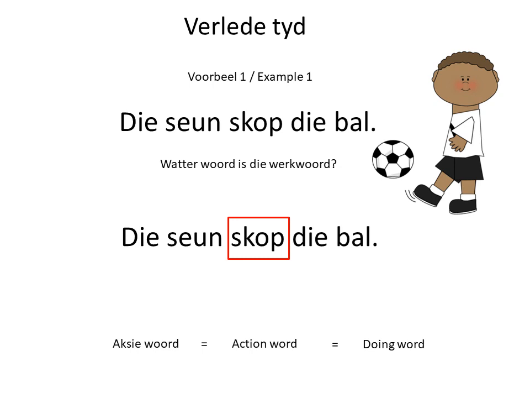For this first sentence here, we ask ourselves, which word is the werkwoord? We need to identify the werkwoord, and you can see in this slide, I've already identified it for you. It is skop, which means kick. So the sentence is, die seun skop die bal. The boy is kicking the ball. The action word is skop, which means kick. As soon as you identify the werkwoord, circle it.